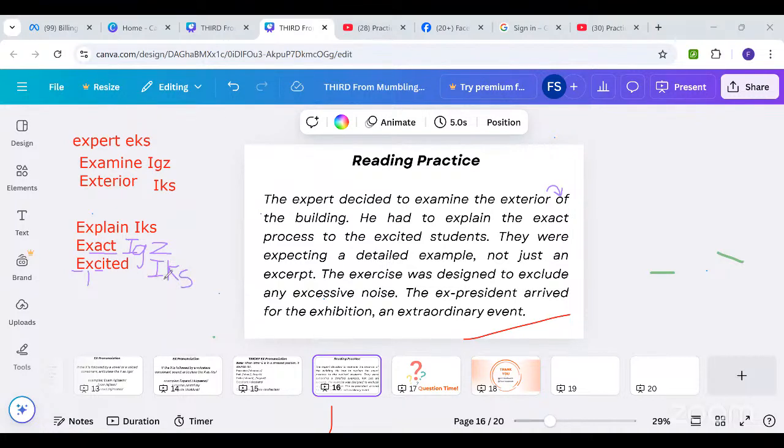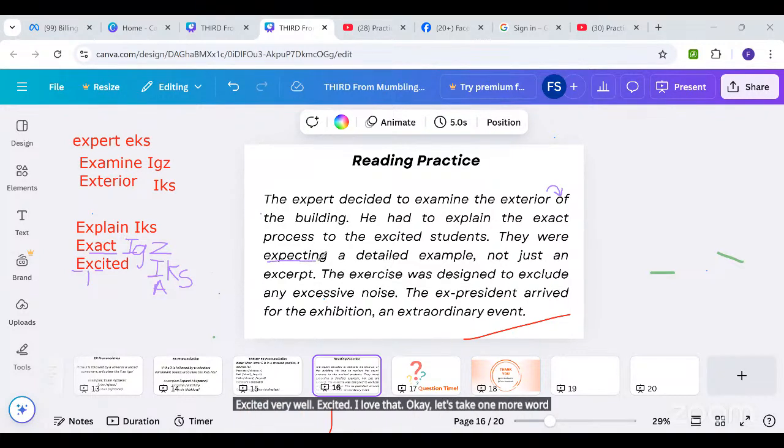Excited. It sounded like the letter A. Ik, excited. Please try it again, sir. Excited, very well. Excited. I love that. Okay, let's take one more word.